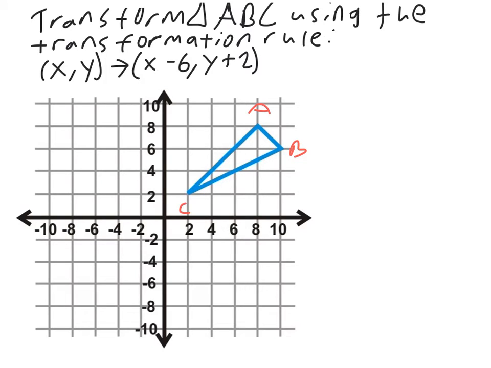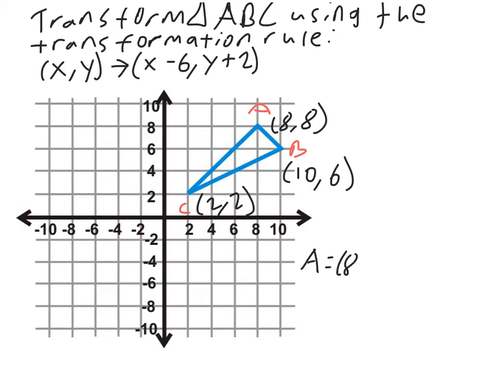So if you look at point A, that is currently at the point (8, 8). Point B is currently at the point (10, 6). And C is currently at the point (2, 2). So we'll throw these down here so we can see A is the point (8, 8). B is the point (10, 6). And C is the point (2, 2).